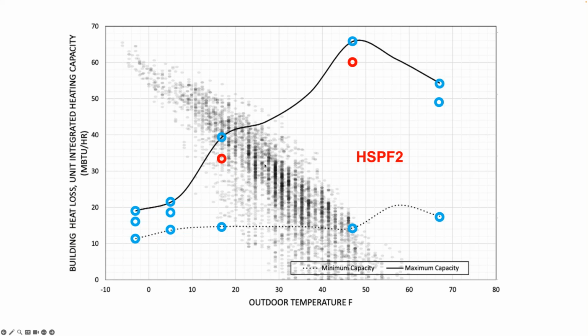Any point in between, this is where your system is going to be modulating or cycling between speeds to meet those loads, and you have to interpolate between the data at the speeds that were given to get the actual performance at each of those points.